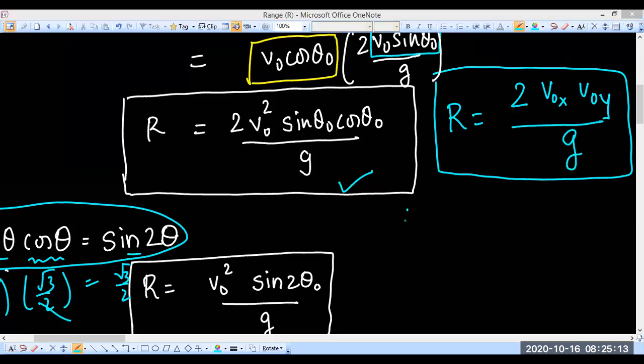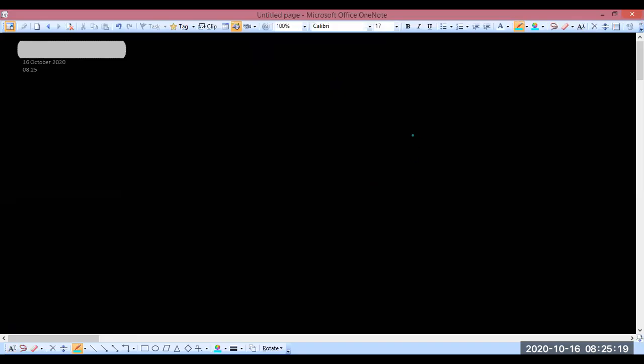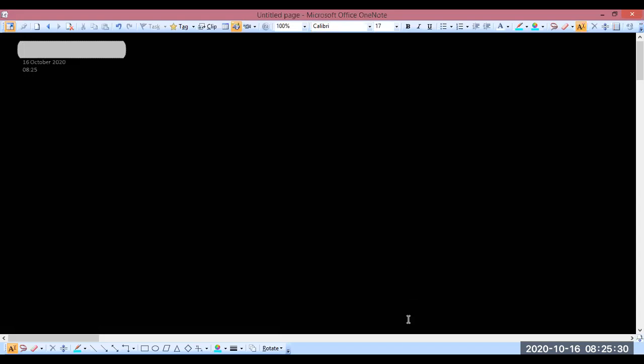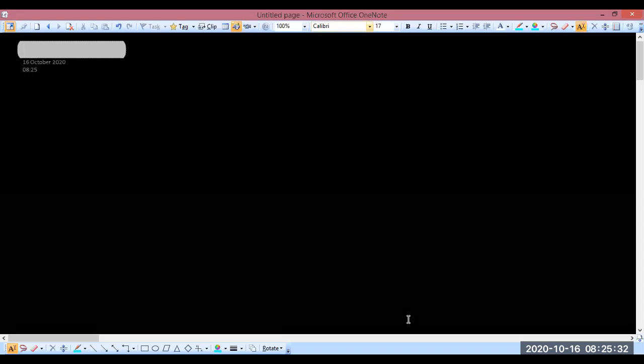Okay, so that's done for range. Let's go to the next one. Okay, time for maximum height, right? Time for maximum height. Now, before we go to time for maximum height, I would like to show you an animation, right? Because that's very useful. So we're going to do an animation now.